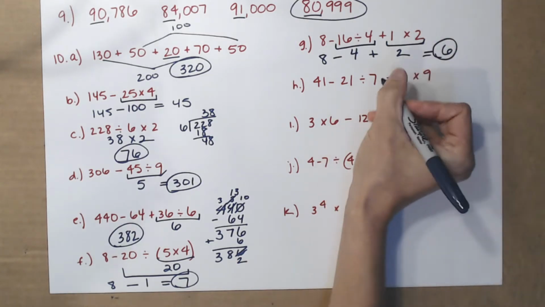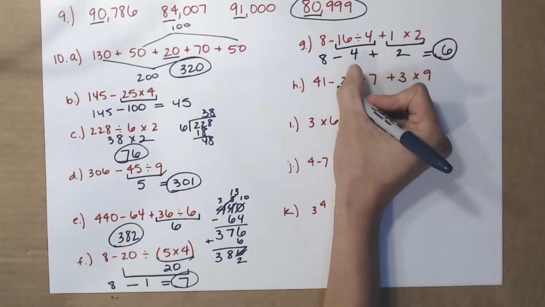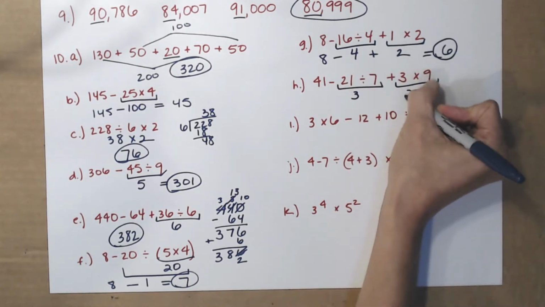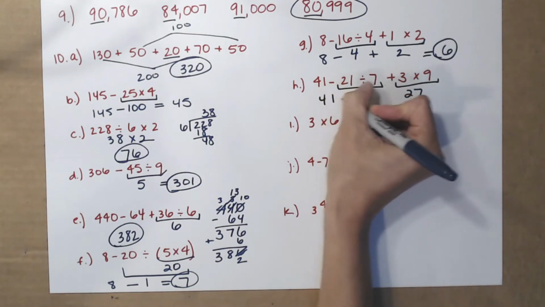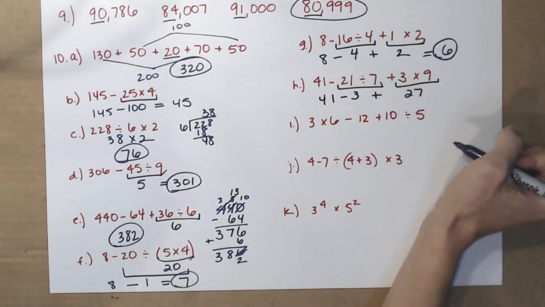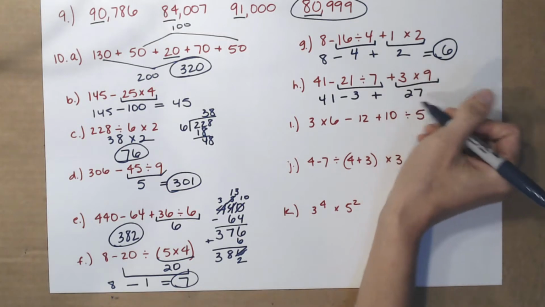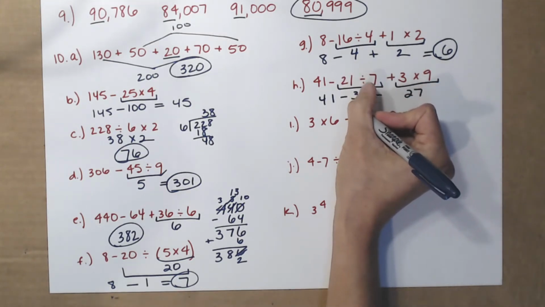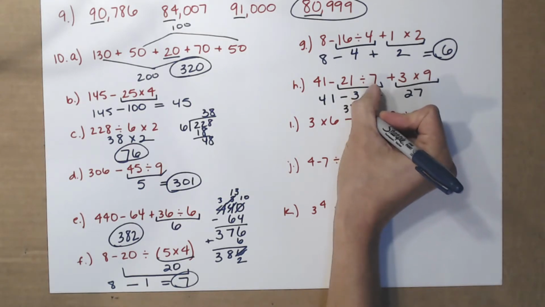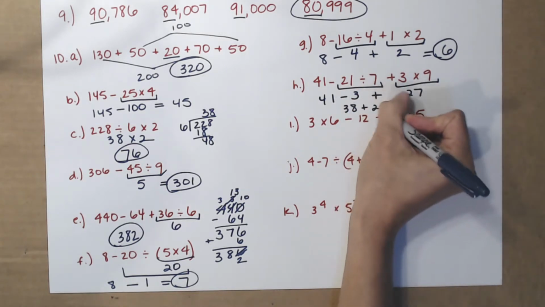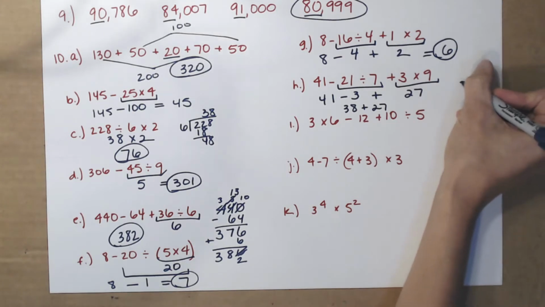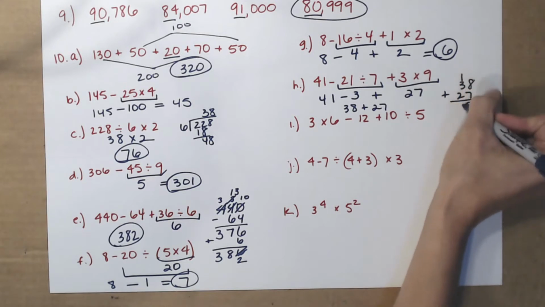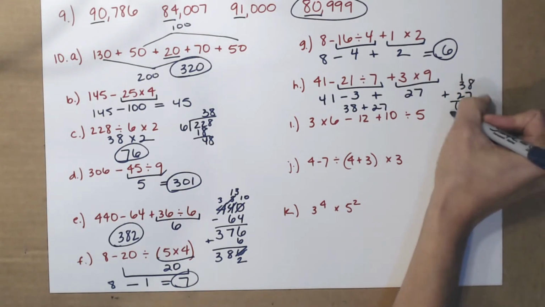Letter H, I'm going to do multiplication and division left to right. 21 divided by 7 is 3. 3 times 9 is 27. And I bring down my other numbers. 41 minus 3 plus 27. 41 minus 3 would be 38, plus 27 would be 65.